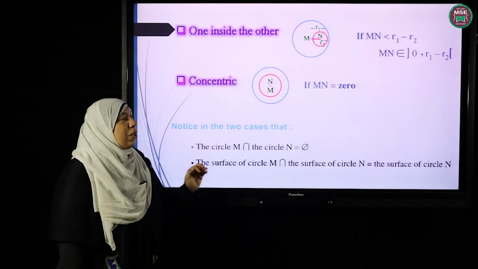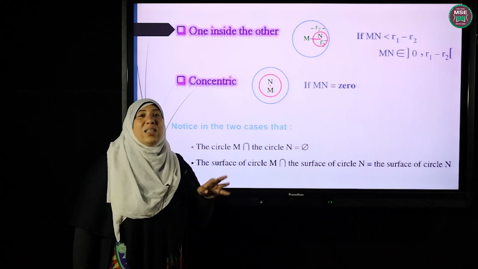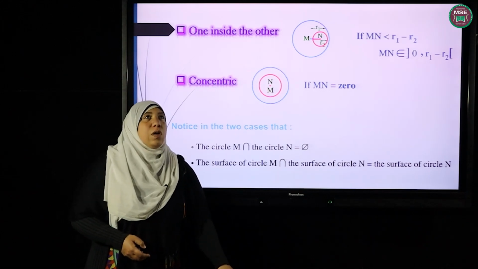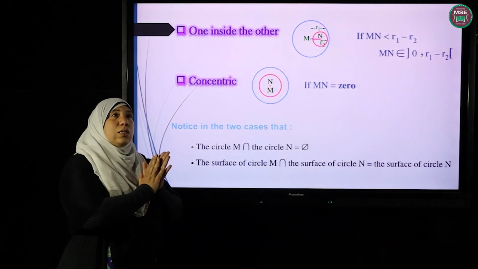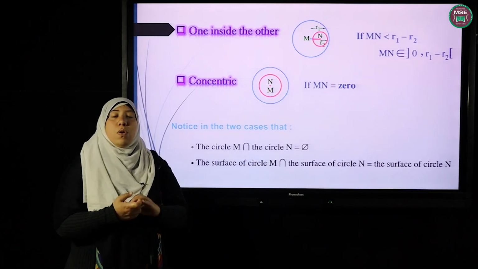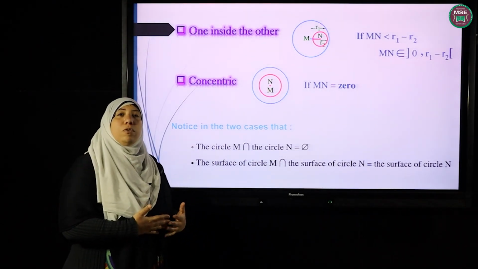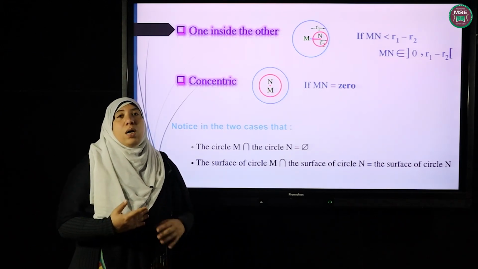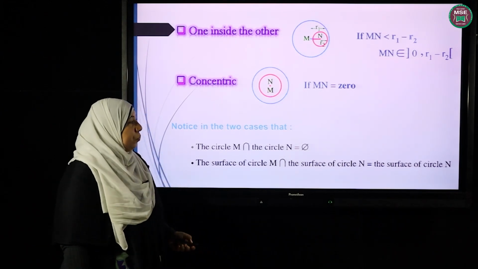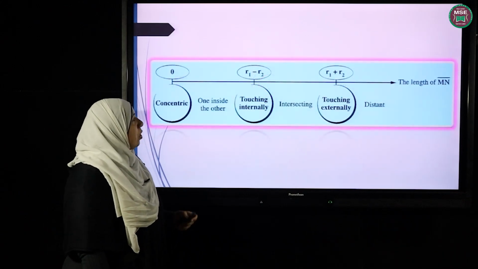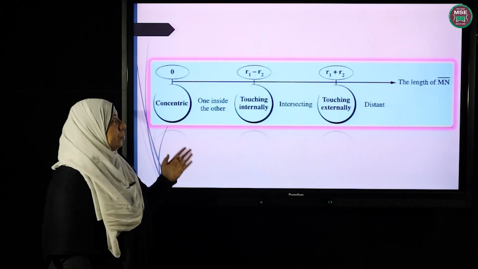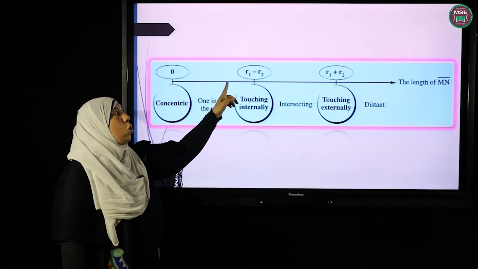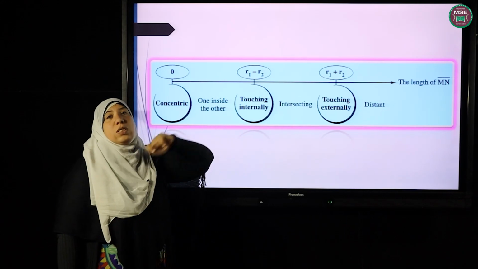Now, I have six positions defined by the difference or the sum of the two radii. Every time I can say that it's greater than the sum, or smaller than the difference, or equal to the sum, or equal to the difference. So the position here is defined by R1 minus R2 or R1 plus R2. Summary of this: what defines the position here? 0, the difference, or the sum.